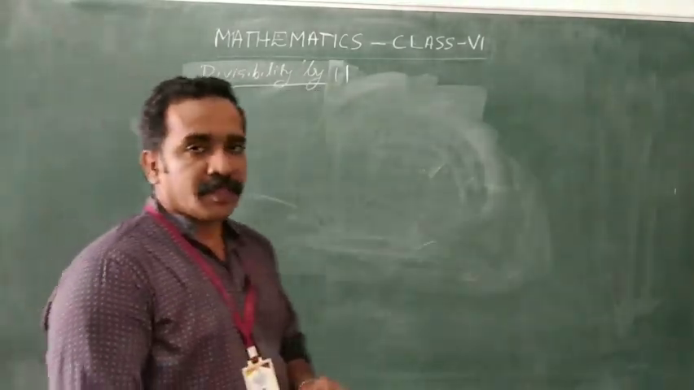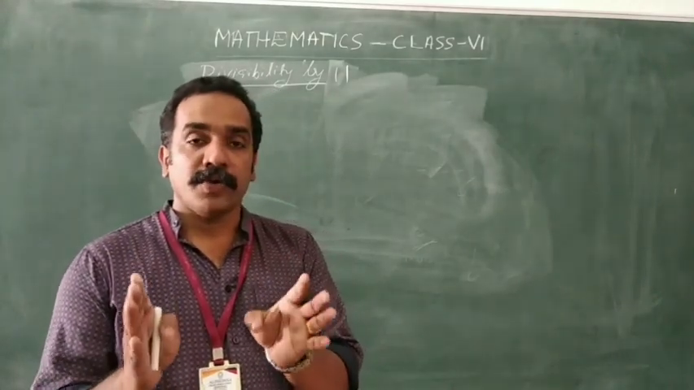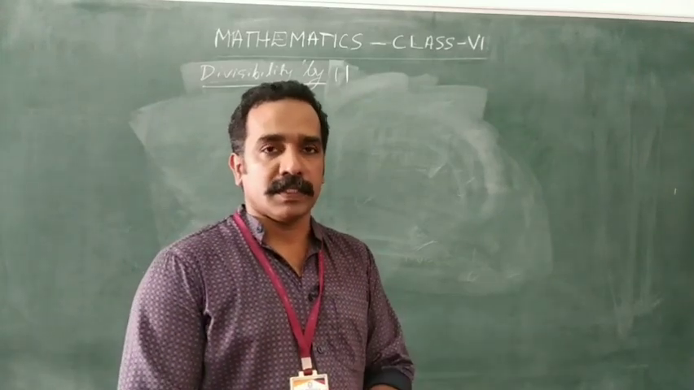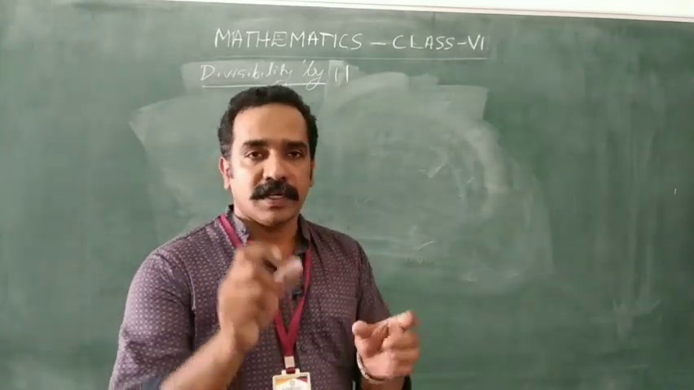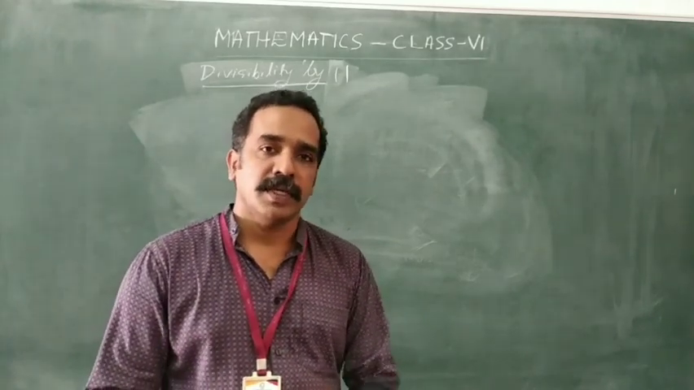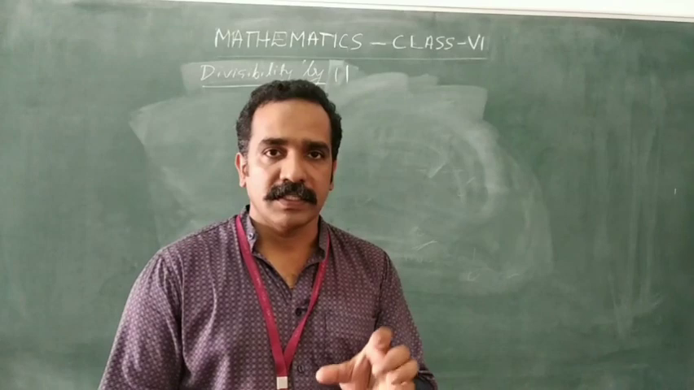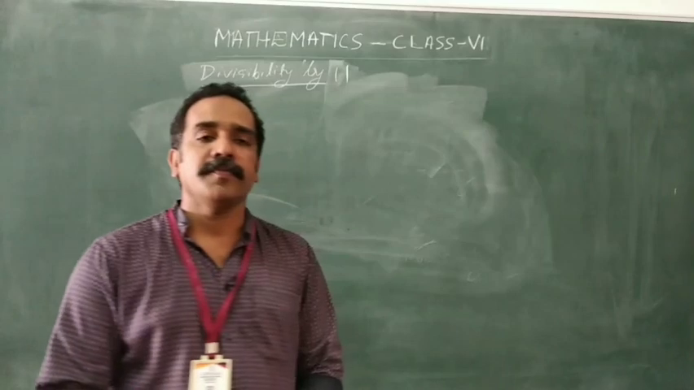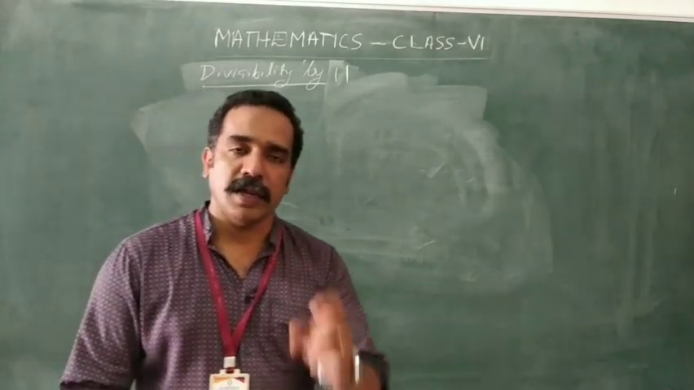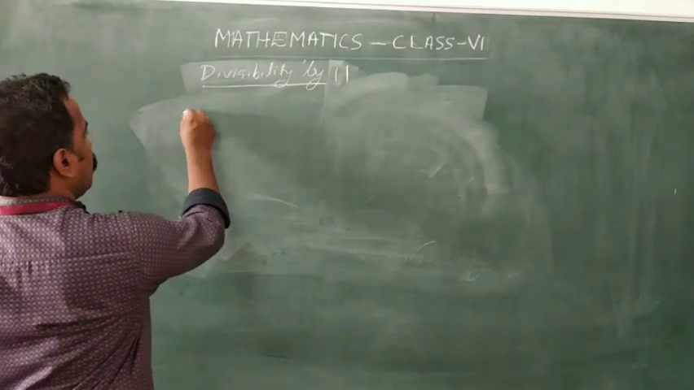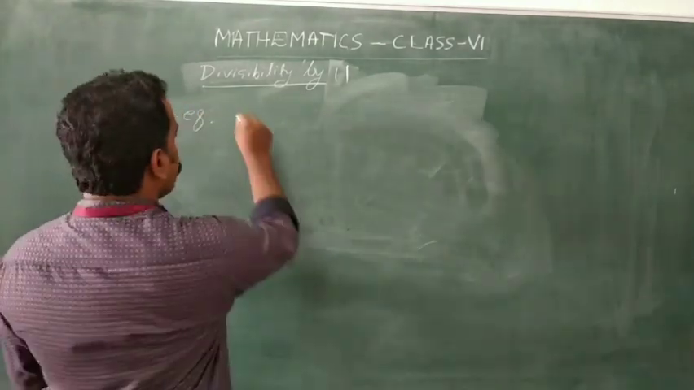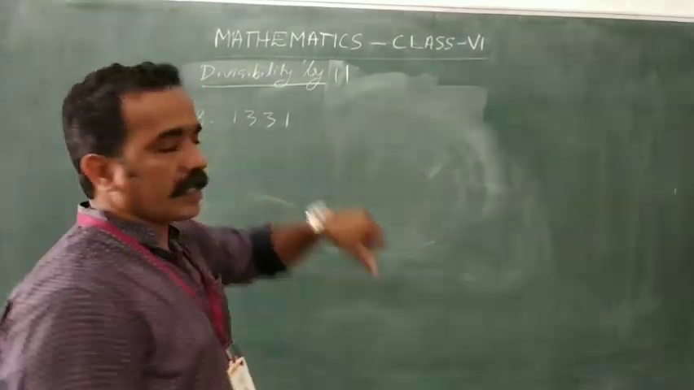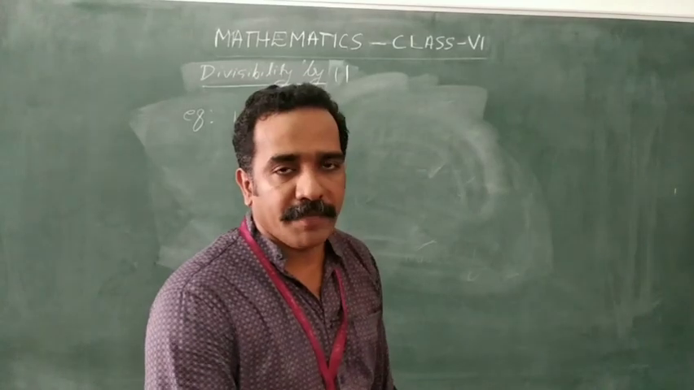You have to add the sum of the digits in the even places and odd places from the right. Then find the difference between those sums. If the difference is 0 or a multiple of 11, then the number is divisible by 11. So here is one example we can check: 1331. Whether this number is divisible by 11 or not.